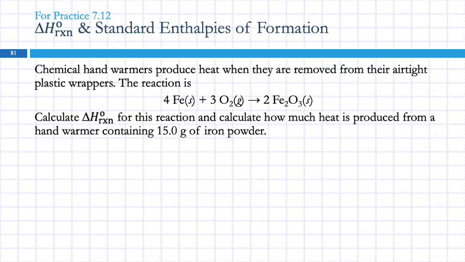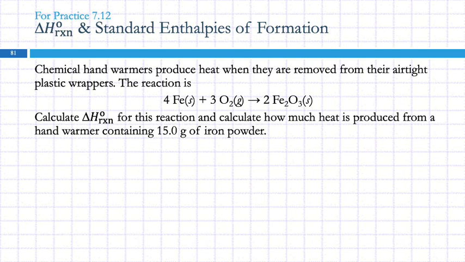And this is the last one. Back to those chemical hand warmers. They produce heat when they're removed from their airtight plastic wrappers. I talked about why that is. Iron is going to be reacting with oxygen from the air, and essentially it's rusting. It's forming Fe2O3. Calculate the standard heat of reaction for this reaction, and calculate how much heat is produced from a hand warmer containing 15 grams of iron powder.